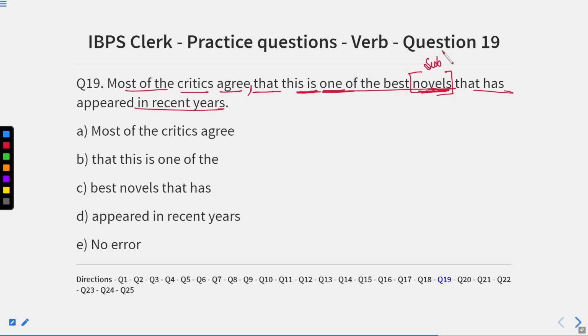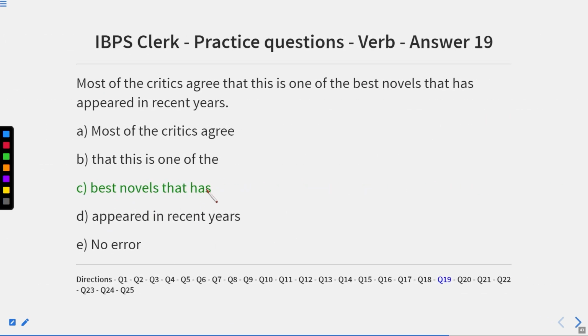We are talking about all the novels that have appeared in recent years. So our answer is C. This "has" should be replaced with "have". This is correct because we are talking about novels, all those novels.